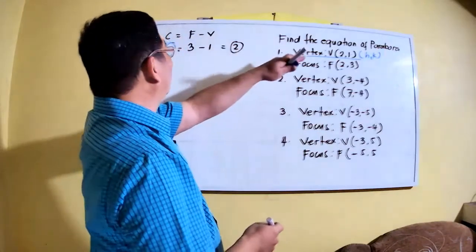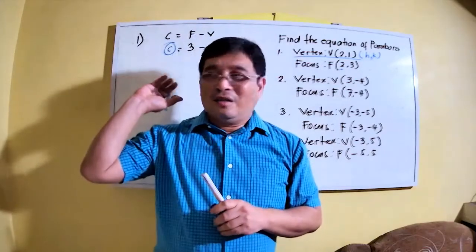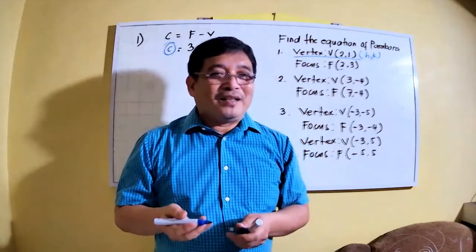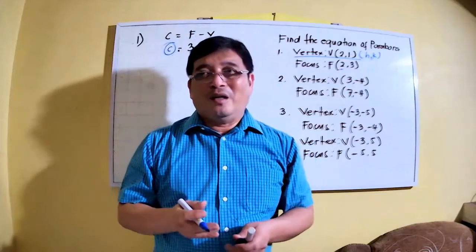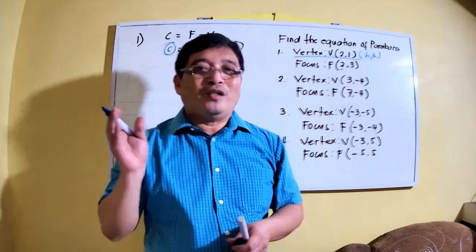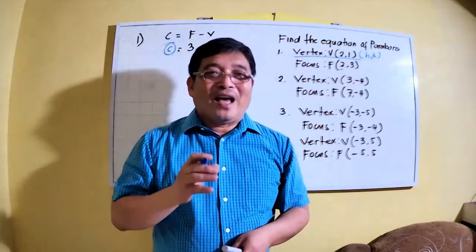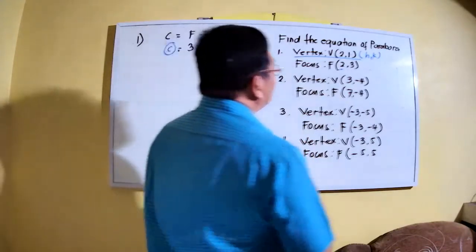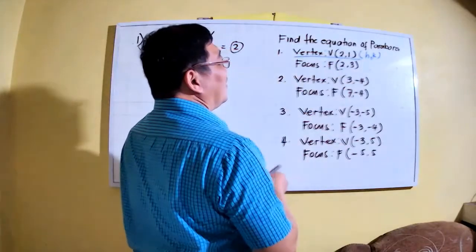Pag nakuha mo na yung vertex at alam mo na rin yung c, we can substitute these values to our formula. The question is, ano yung gagamitin natin? Is it the parabola equation with an opening upward or downward, or a parabola with an equation opening to the left or opening to the right? It depends upon the axis of symmetry. Now, look at this given. We operate on the y values here.